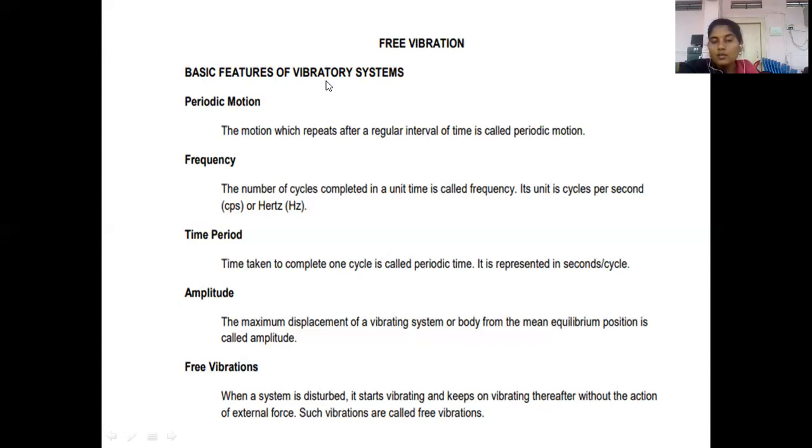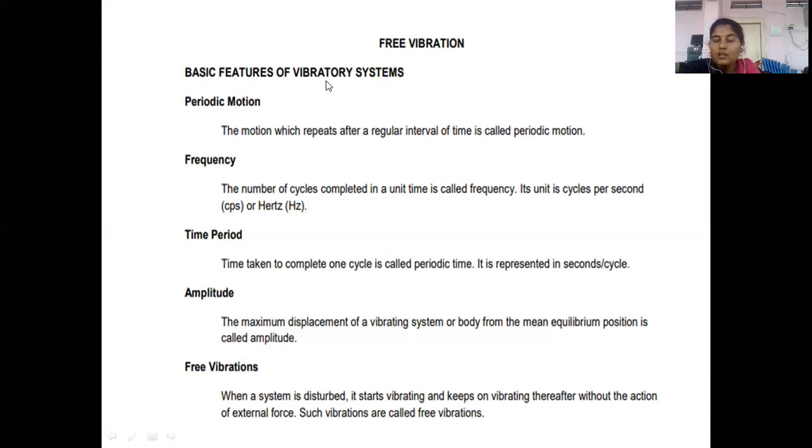Periodic motion म्हणजे काय? The motion which repeats after a regular interval of time. After a regular interval, the motion starts again. That motion is nothing but a periodic motion. Frequency is the number of cycles completed in a unit time. That is the hertz, that is the unit. That is cycles per second.